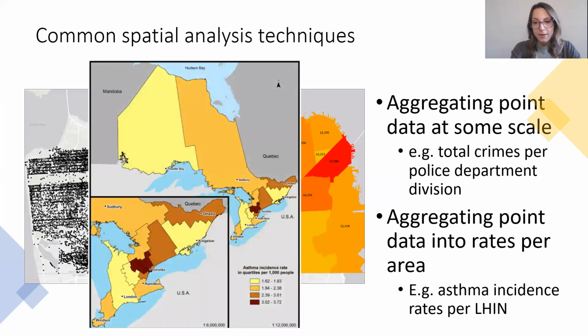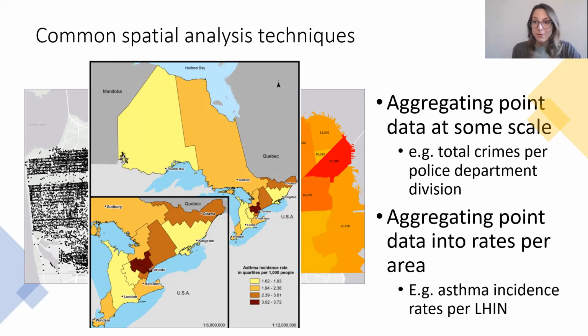An example of that would be this map. This is a map of asthma incidence rates per local health integration network, which is just a fancy term for these hospital networks that exist in Ontario, and they're regional based. And you can see clearly from the map that the GTA areas have particularly high incidences of asthma.